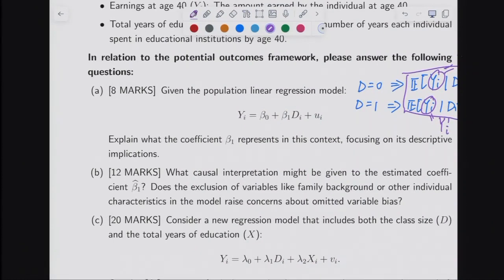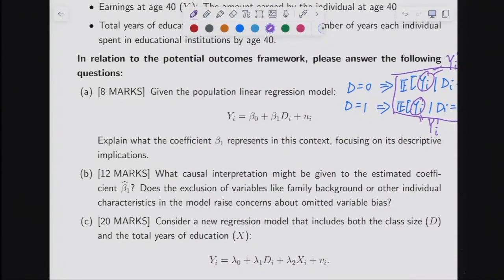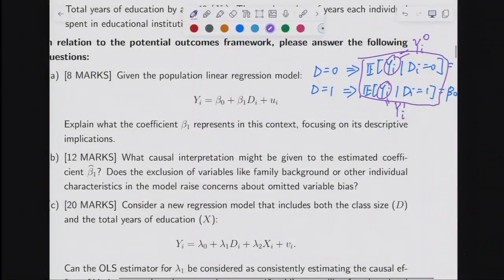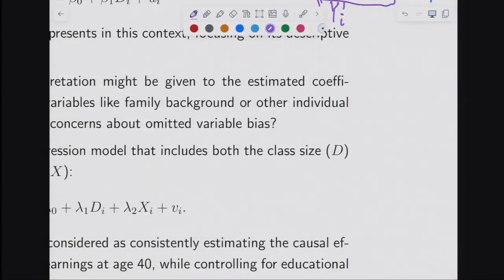So part B then asks what causal interpretation can we be given to the estimated beta 1, and would the exclusion of family background or other individual characteristics in the model raise concerns about omitted variable bias? Given what we just discussed, no, right? Assuming we correctly randomized the treatment and the control group assignment, then we shouldn't be worried about omitted variable bias because randomization ensures that the potential outcomes, so the Y1 and the Y0, are independent of the treatment assignment.